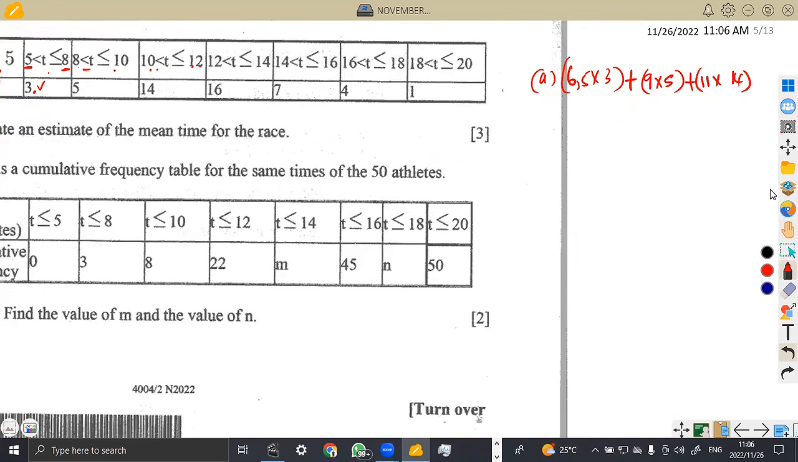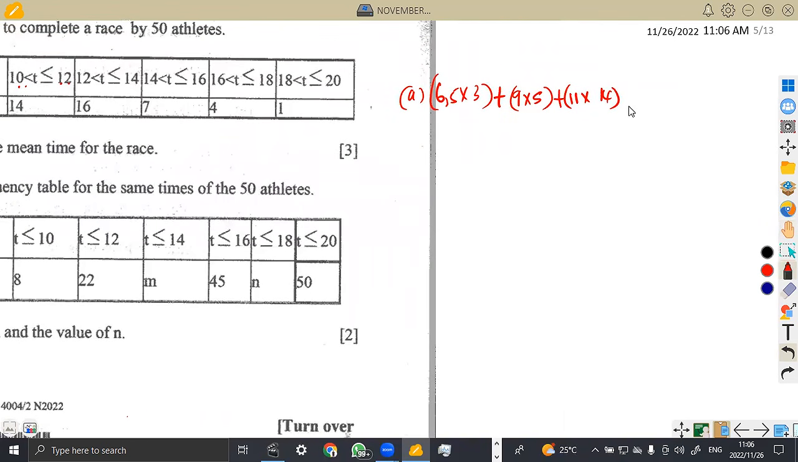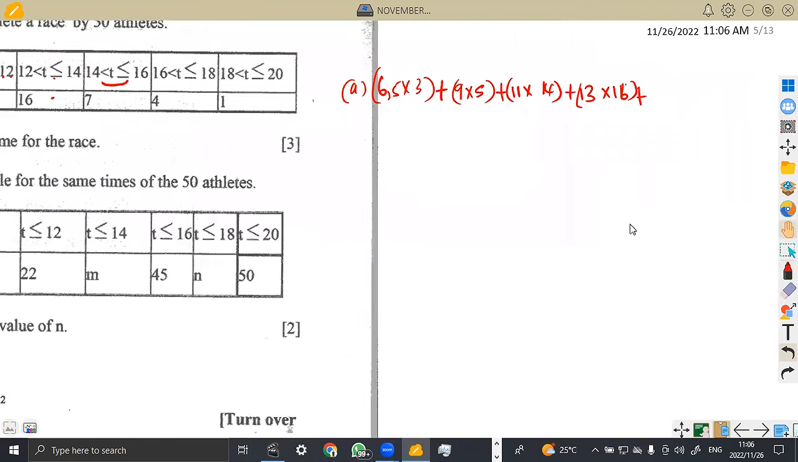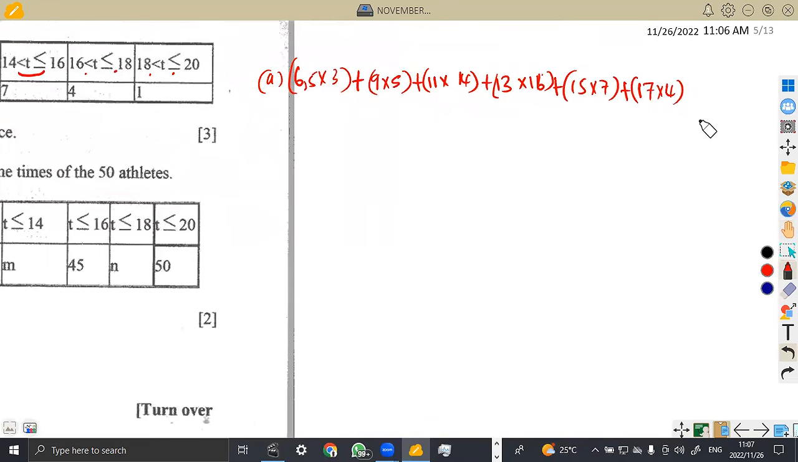Some of these things you can even clearly see by sight. From 12 to 14, the number in between is 13. So it's 13 times 16, class center times frequency, plus the class between 14 and 16, that's 15. 15 times the frequency of 7. So it's going to be 15 times 7, plus from 16 to 18, that's 17. So it's 17 times 4. From 18 to 20, that's 19, as we can see, guys. That's 19 times 1. Some of these questions, guys, do not waste much time in exam.